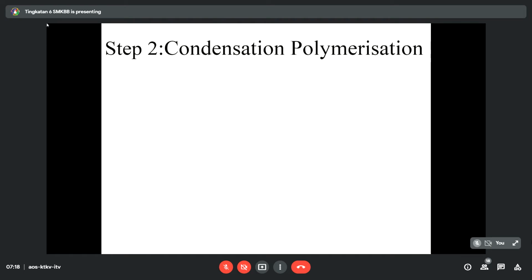So the second type, condensation. Condensation means when you add in the second unit, it will be connected, but at the same time, a small molecule would be eliminated. You need to get rid of a water molecule or maybe an HCl molecule. Then it can connect. Of course, also getting longer and longer. Condensation polymerization. So that's it.